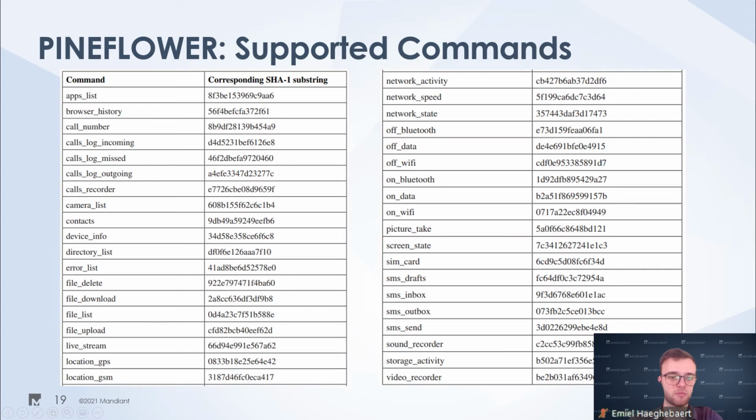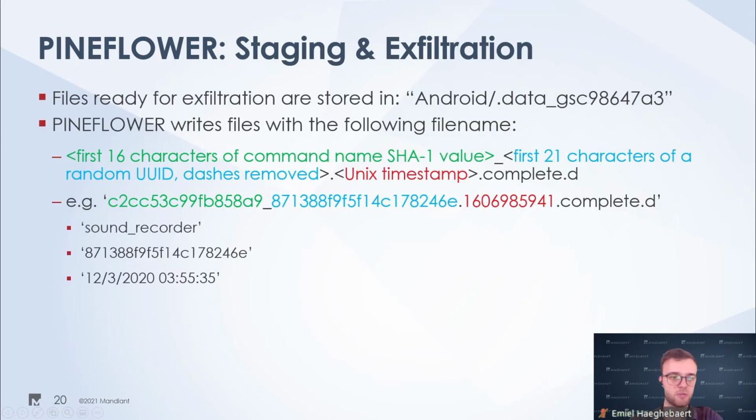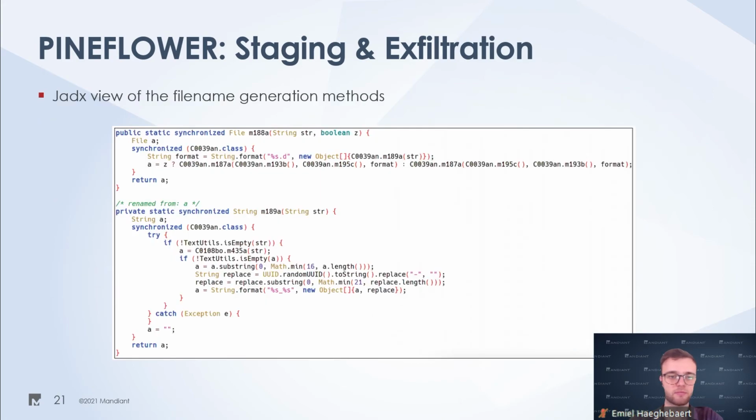we see that C2CC53, my apologies, that's the corresponding SHA-1 value. And then the blue string there, the second one, is the result of a randomly generated UUID with the dashes removed, and then finally the Unix timestamp in red, which in this example corresponds to December 3rd, 2020.